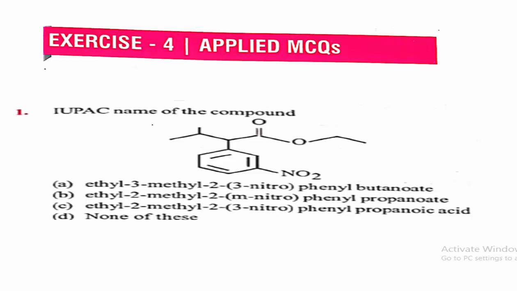IUPAC name of the compound. Yes, observe the given structure carefully. It contains one benzene group. IUPAC name of the compound. Okay, here a bond line structure is given. First you write the components which are present here, here also a CH3 group.